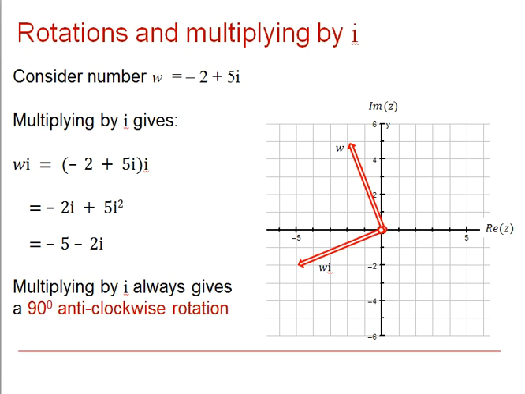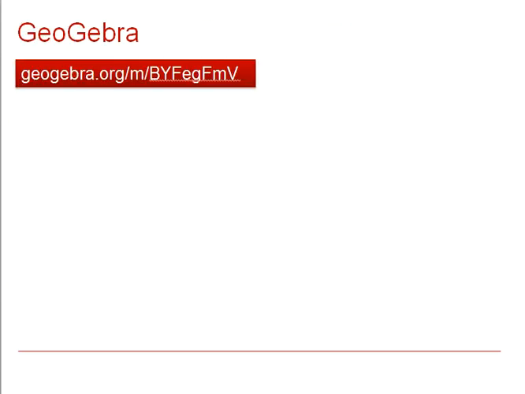You may wish to try other examples for yourselves, but you will find that multiplying by i always gives a 90 degrees anti-clockwise rotation about the origin. This GeoGebra site will give you an opportunity to play around with complex numbers, multiplying them. You can either cut and paste this into your browser or access the GeoGebra tool via the Integral website.